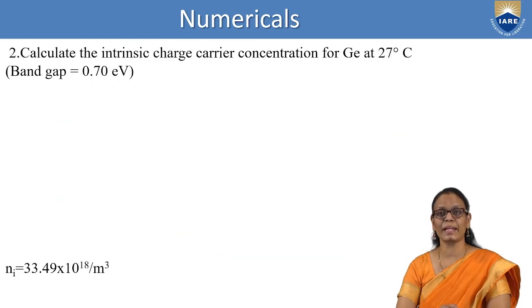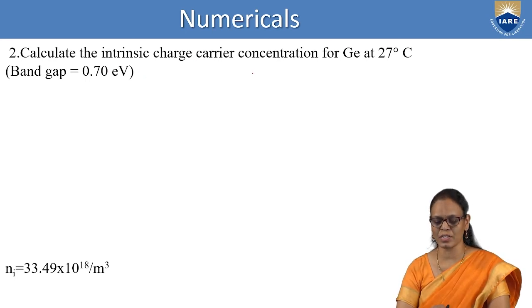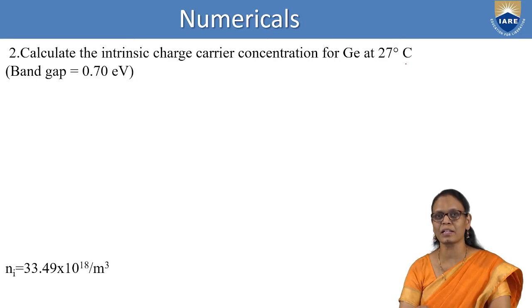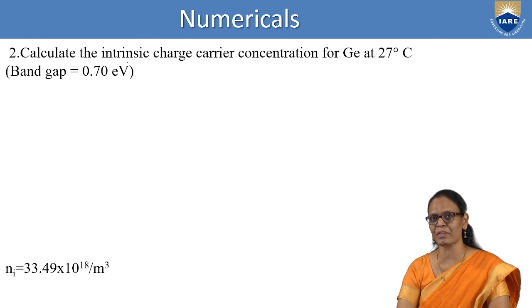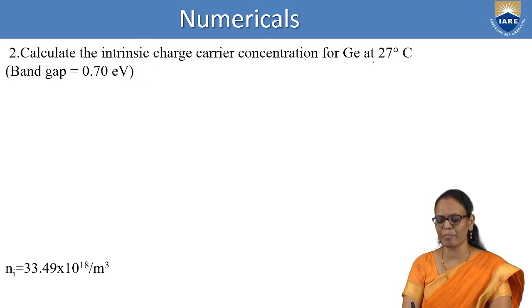Now coming to the second one. Calculate the intrinsic charge carrier concentration for germanium at 27 degrees Celsius and the band gap is 0.7 electron volt. So this is similar to the previous one. Only thing is the temperature here is varying. So we will try to understand what happens with the increase in temperature or with the decrease.